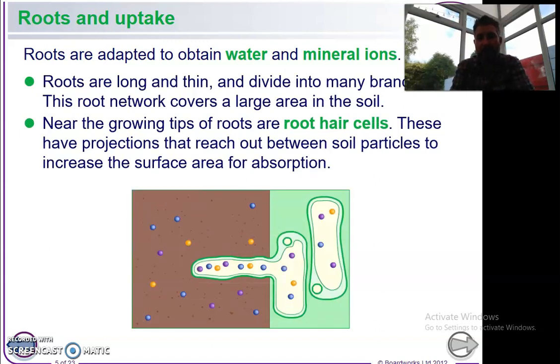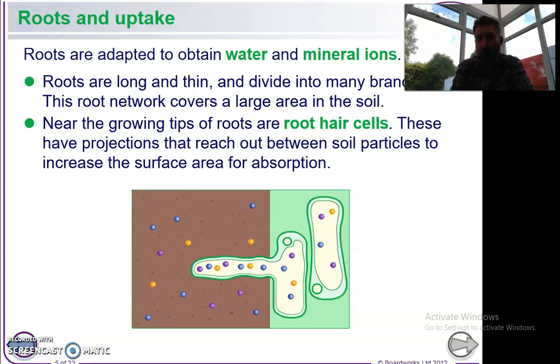The outside tip of the root, the growing part of the root, is covered in things called root hair cells. Now, root hair cells are these things here. So this is the cell, and this is this long, thin, hair-like structure that comes out from it. What that does is it has a huge surface area to volume ratio, which means that it can absorb a huge number of nutrients.